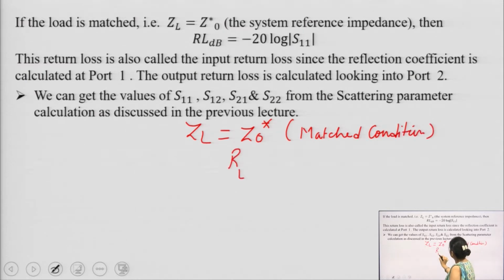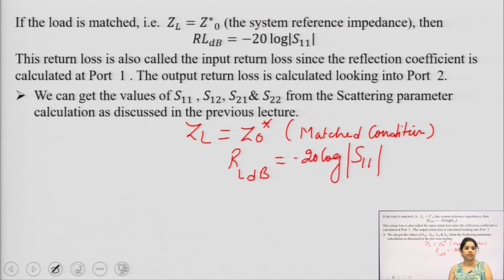equal to -20 log S11. This is the general expression of return loss, because we can apply it in various types of microwave measurement or RF techniques. For example, even in the antenna measurement technique, which we normally use for our designed microstrip antenna, what do we calculate to get the return loss? We just calculate the S11.